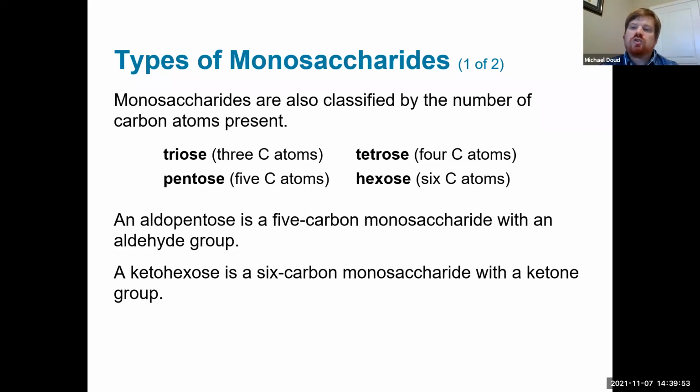And then you combine those 2 words in a way that basically tells you, first off, do you have aldehyde or ketone, and then how many carbons are in the chain. So for example, aldopentose means that you have an aldehyde group, and that's a 5 carbon long monosaccharide. A ketohexose, on the other hand, would have a ketone, and it would be a 6 carbon long chain.